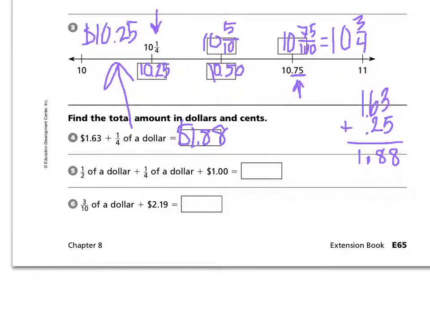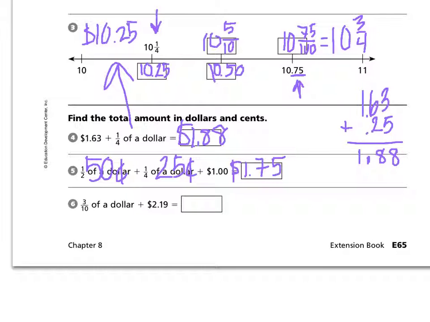I have half of a dollar, a quarter of a dollar, and $1. I know that half of a dollar is 2 quarters, so I have 50 cents plus 1/4, which is a quarter, plus a dollar. So 50 plus 25 is 75. A dollar plus 75 cents is $1.75.